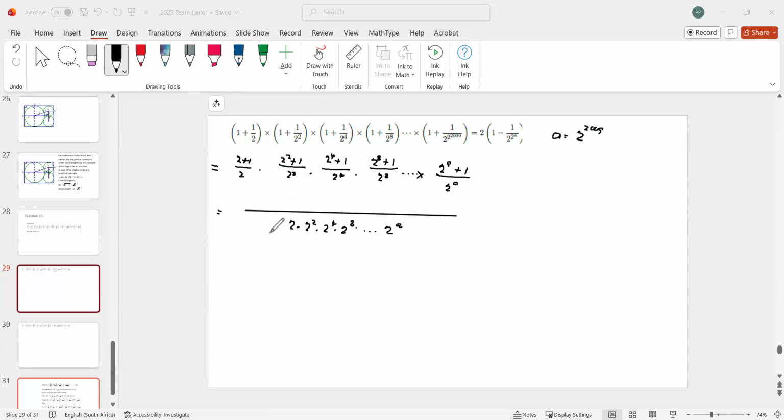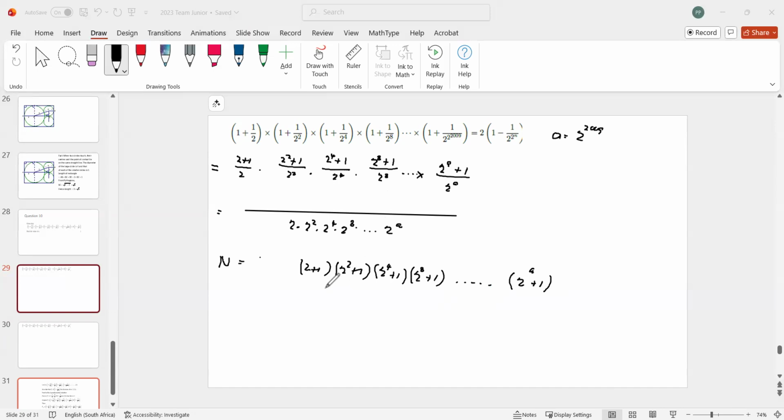So let me just take the numerator. I'm going to do it here. We'll call it n. N is the numerator: 2 plus 1, multiplied by 2 squared plus 1, multiplied by 2 to the 4th plus 1, multiplied by 2 to the 8th plus 1, and so on, going up to 2 to the a plus 1. I'm just working out the numerator.